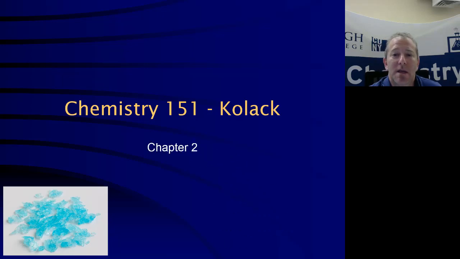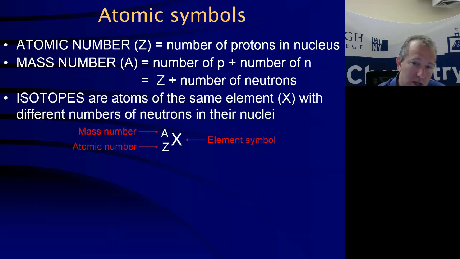Chapter 2, Section 3 is relatively short. It has to do with atomic symbols, some of which you've seen before, probably just in everyday life. But the symbols are a shorthand, internationally accepted way that we can represent the subatomic particles in an atom in one tight, compact unit, in a language that everybody speaks, internationally accepted.